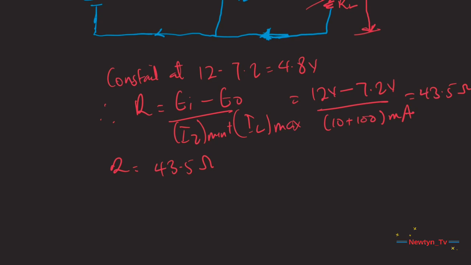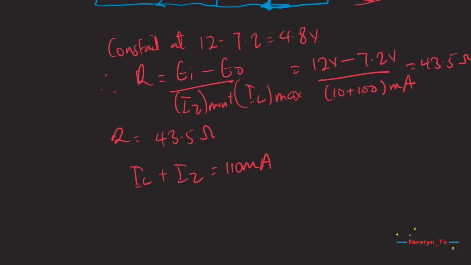So as the load current, which is the IL, decreases, the Zener current IZ will increase to such a value that IL plus IZ will be equal to 110 milliampere. Okay, and one thing that you have to note is that if the load resistance is open circuited, then IL will be equal to 0, and the Zener current becomes 110 milliampere.